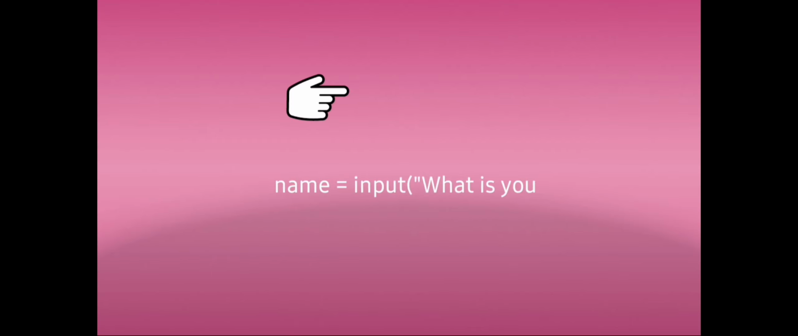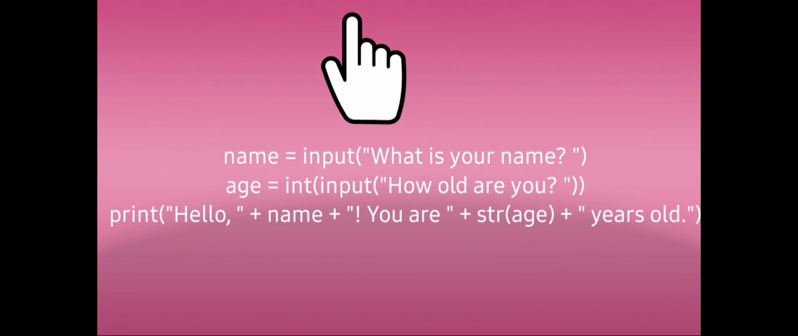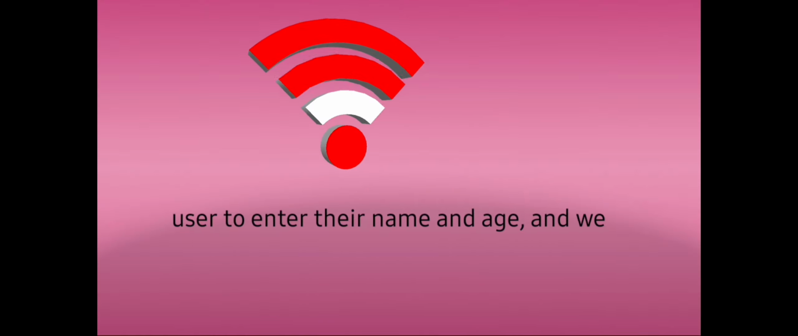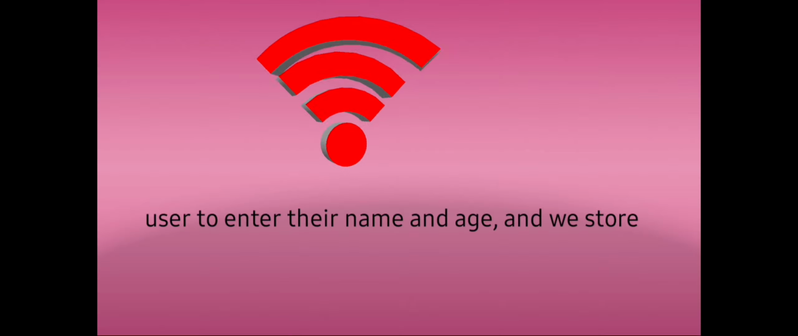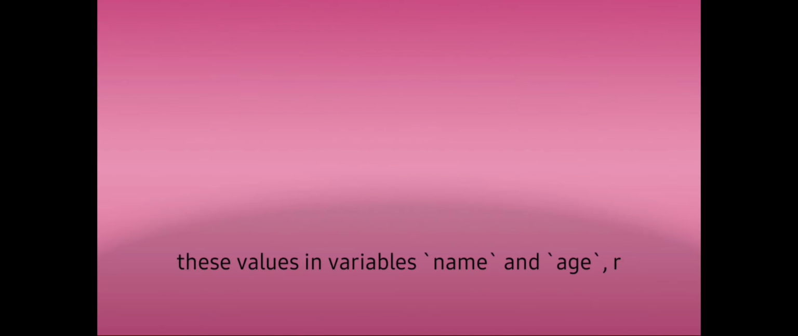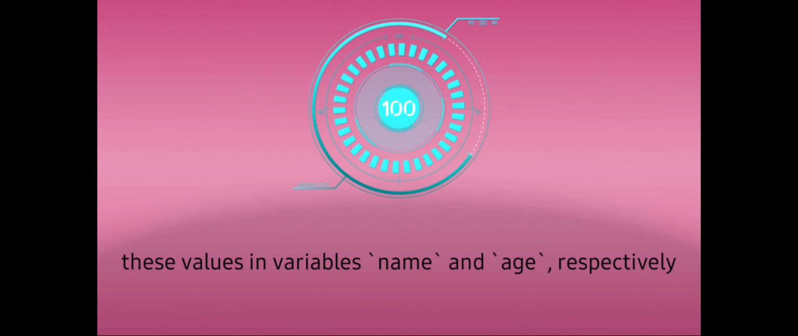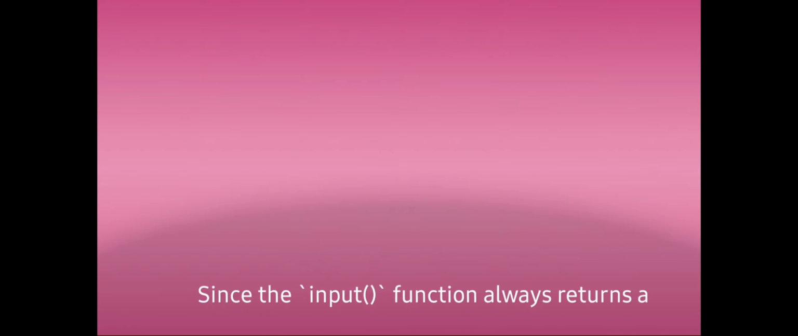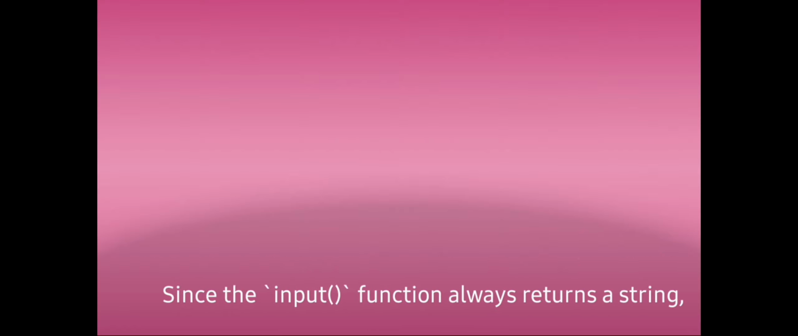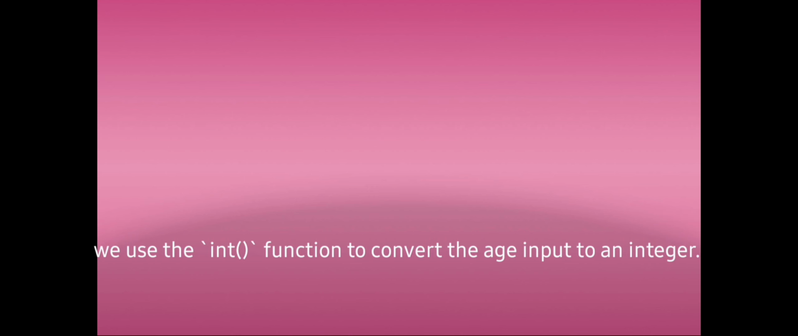In this program, we use the input function to prompt the user to enter their name and age, and we store these values in variables name and age, respectively. Since the input function always returns a string, we use the int function to convert the age input to an integer. We then use the print function to display a personalized message that includes the user's name and age.